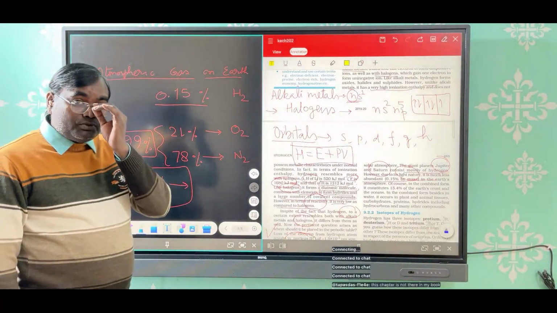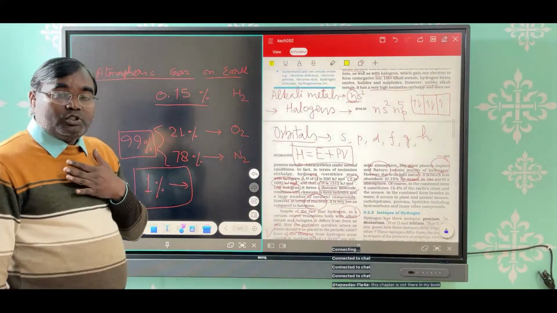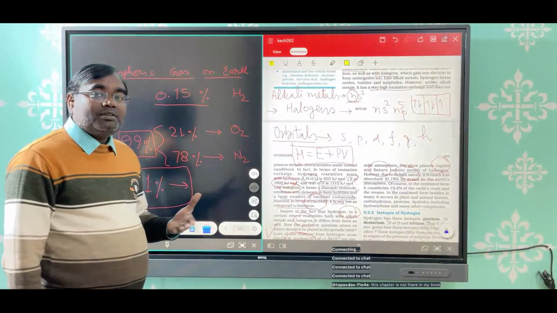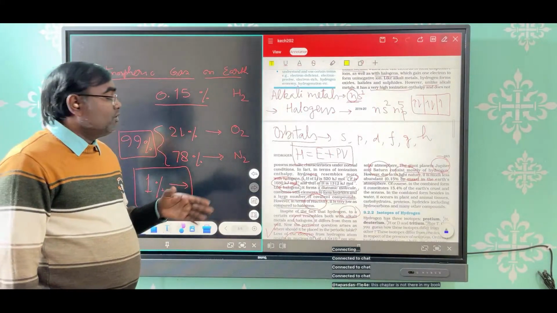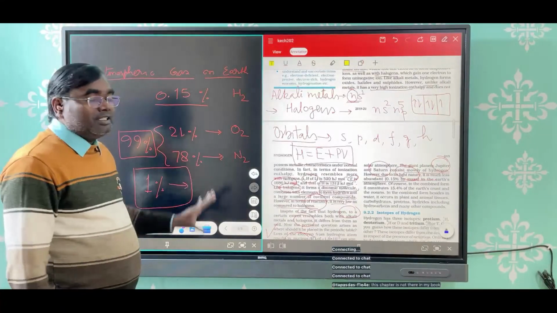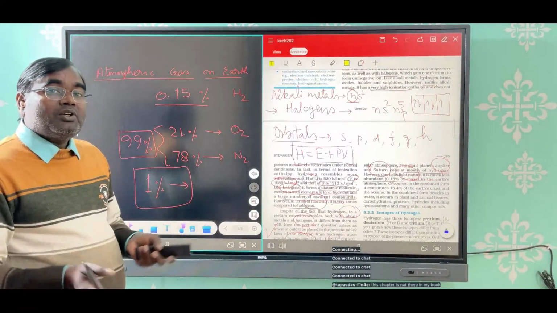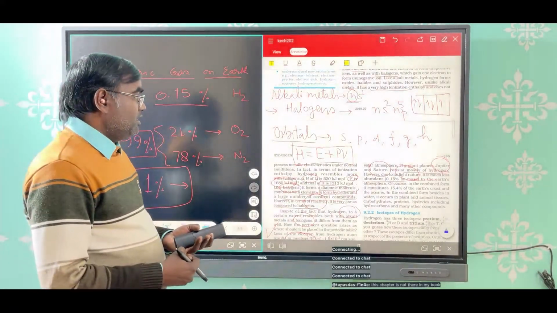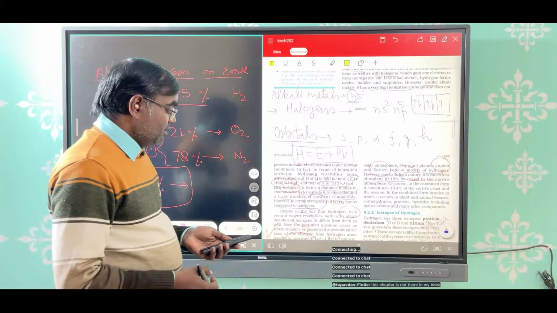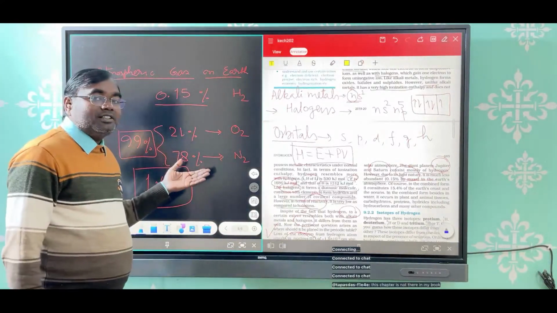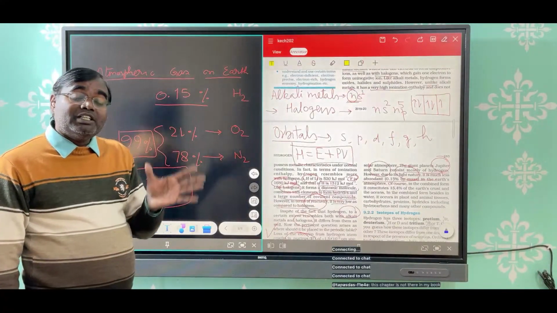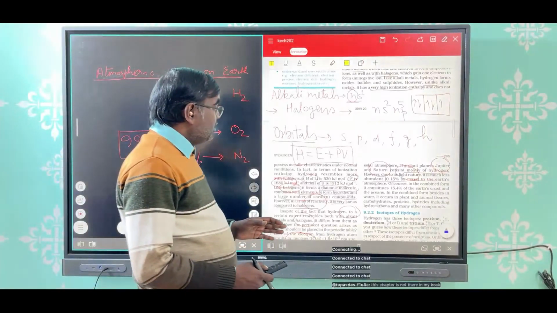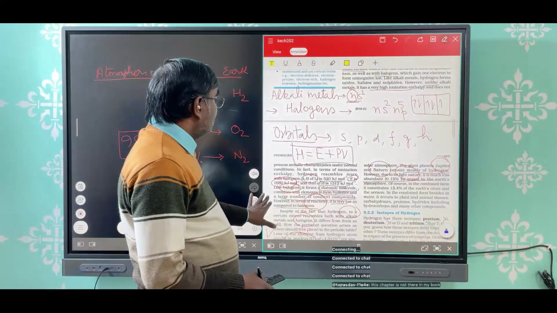And oxygen is useful for the breathing of human lives, animal lives, and nitrogen helps in burning. So together these gases play a vital role in sustaining lives on the earth. That is the beauty of our atmosphere. If nitrogen is not there, it will be very difficult to extinguish the fire, I think.